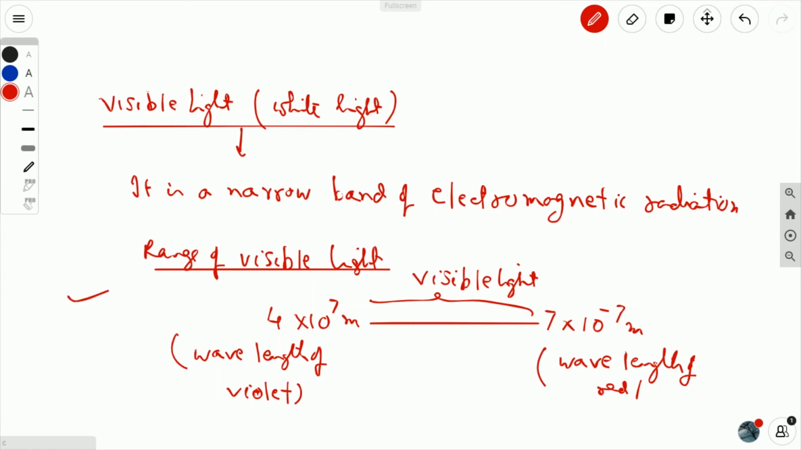So visible light is a narrow band of electromagnetic radiation, we know that. The range of visible light is 4 into 10 to the power minus 7 meter, which is the wavelength of violet light, and 7 into 10 to the power minus 7 meter, which is the wavelength of red light. Whatever wavelength lies between them belongs to visible light. That is, between the wavelength of violet light and the wavelength of red light exists the wavelength of visible light.